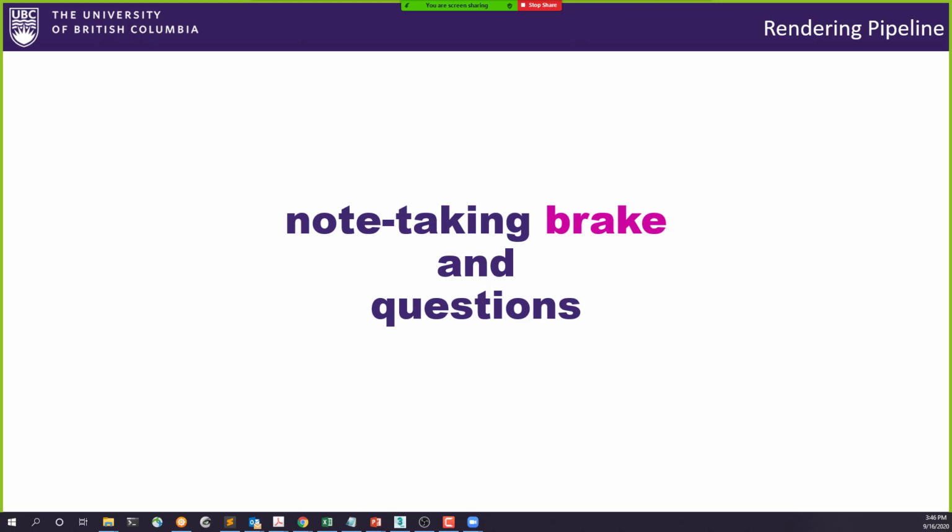Does the vertex data include connectivity? Yes, vertex data includes connectivity, but you send that data with connectivity, and in the end, the vertex shader doesn't know connectivity anymore, right? So basically, the connectivity information is lost between the vertex data and the vertex shader.